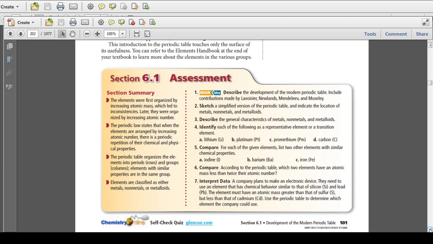The periodic table organizes the elements into periods, or rows, and groups, which are your columns. And again, groups could also be called families. Elements with similar properties are in the same group, or you can also say elements with similar properties are in the same family. Elements are classified as either metals, nonmetals, or metalloids.